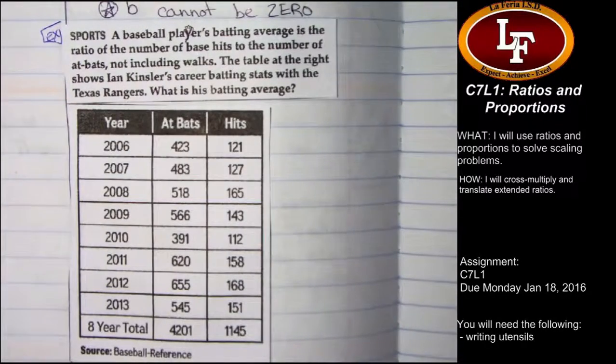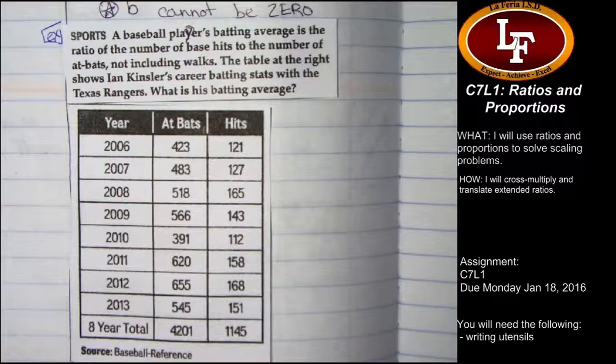I'll read it. Okay. Sports. A baseball player's batting average is the ratio of the number of base hits to the number of at-bats, not including walks. The table at the right shows Ian Kindler's career batting stats with the Texas Rangers. What is his batting average?